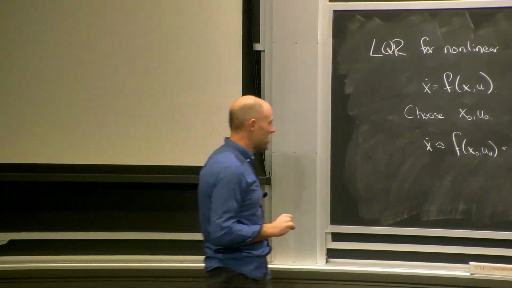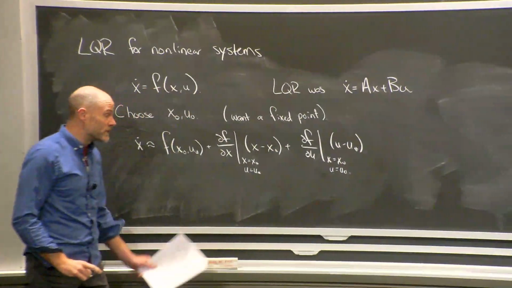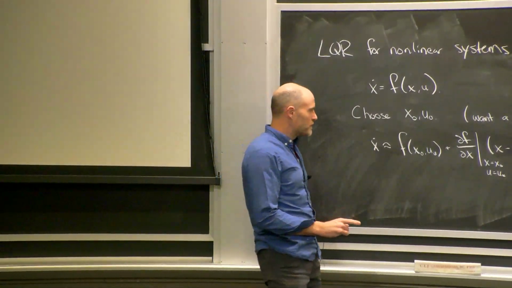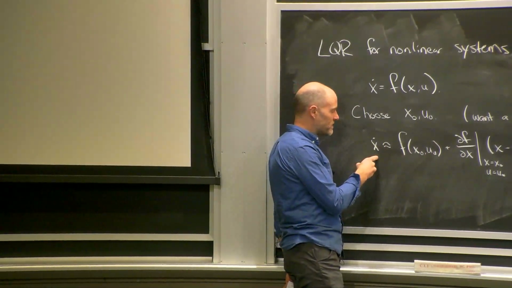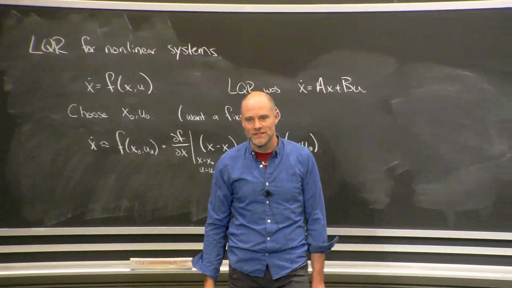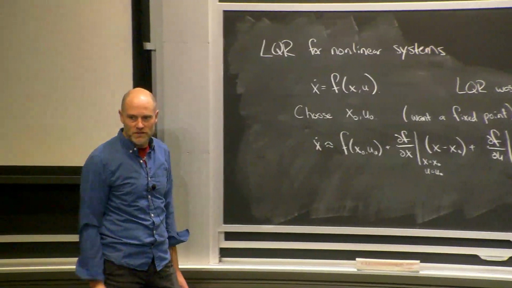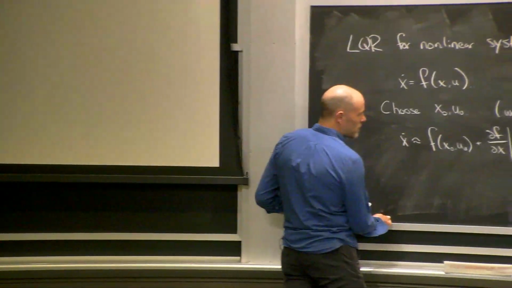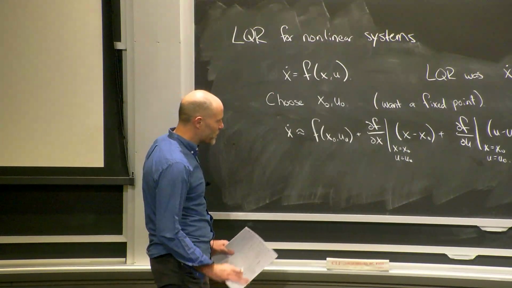You could keep going and do a second order approximation if you want, but the linear system approximation is the first order. You'll see people write this in two different ways. I wrote x dot is approximately this. Another thing people will write is x dot equals this plus higher order terms. That's just your style choice. You can make that an equality, but then you have to admit there's some missing terms.